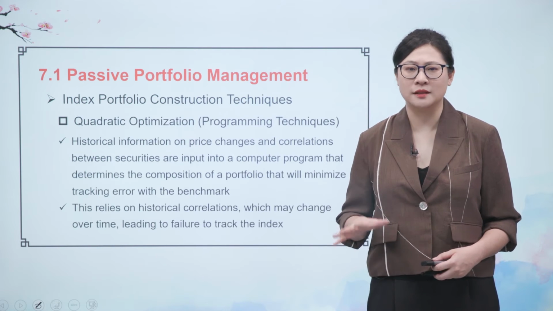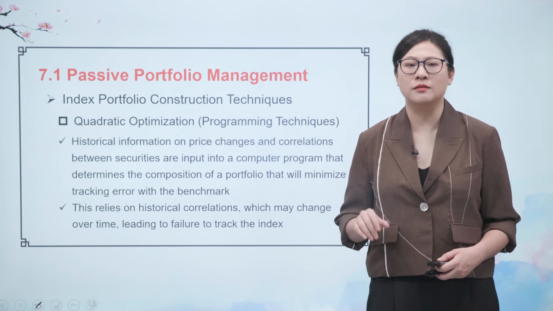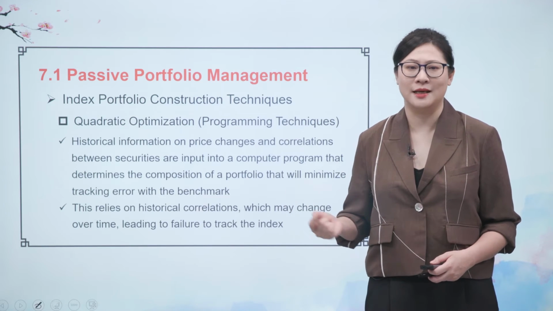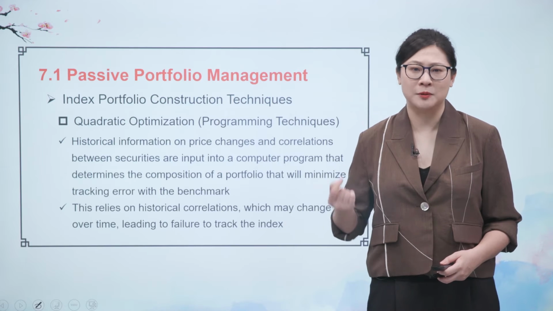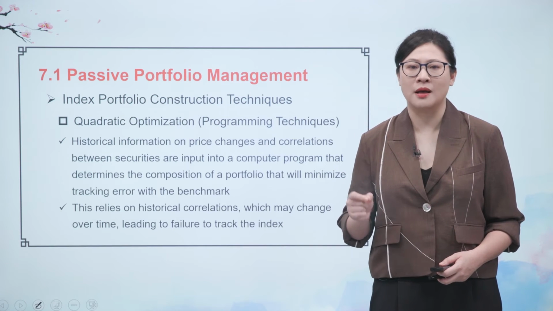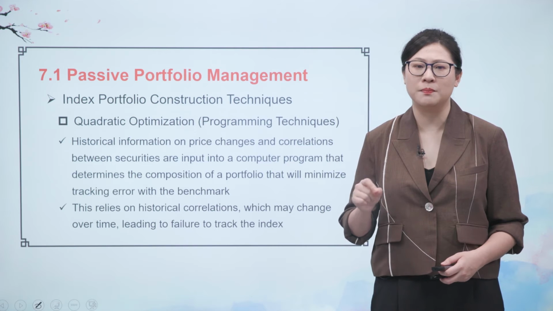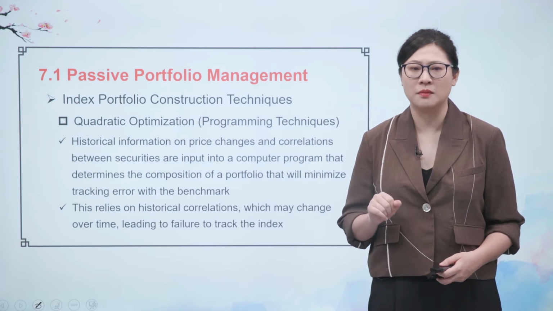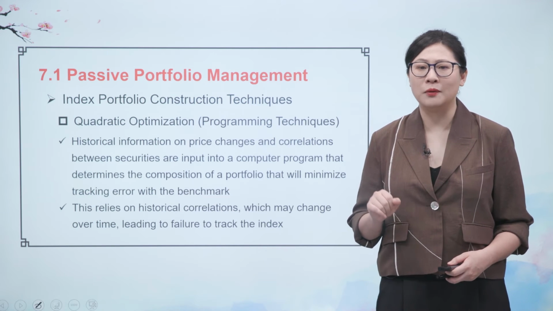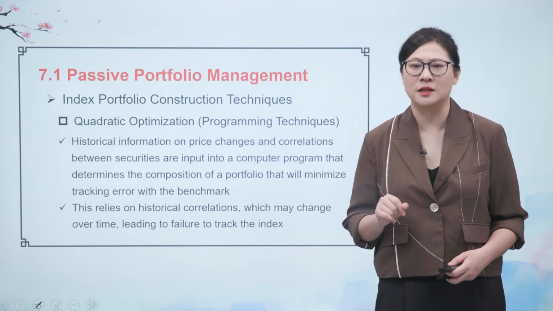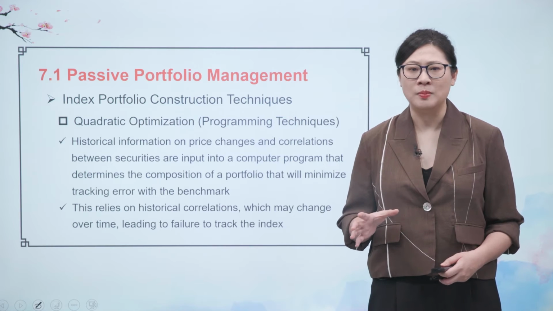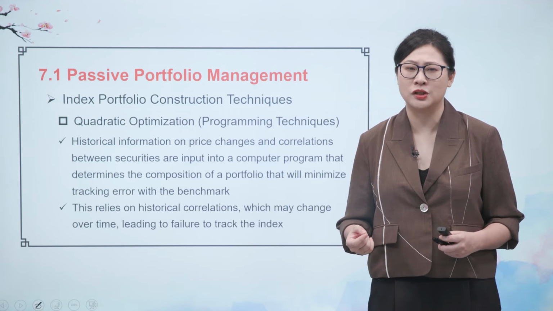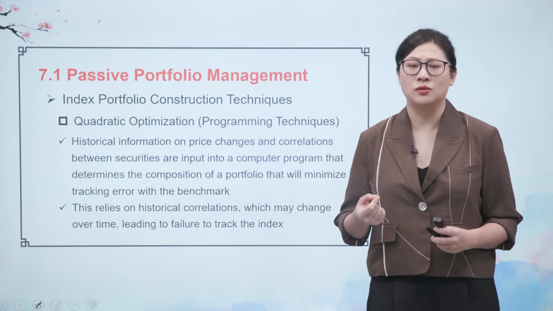Now let's have a look at the third technique. That is quadratic optimization. We can also call it programming techniques. For quadratic optimization, historical information on price change and correlation between securities are input into a computer program that determines the composition of the portfolio that will minimize tracking error with the benchmark. So in your portfolio, how can you decide the weight? It will depend on the historical information about your individual assets.